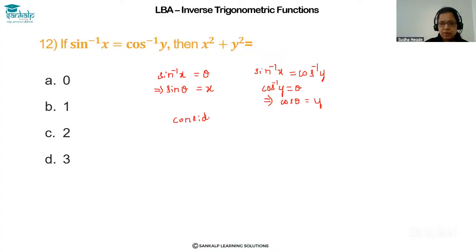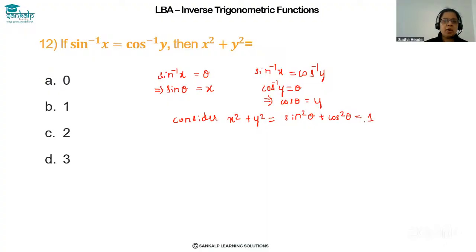Consider x square plus y square is equal to, x is sin theta, therefore x square is sin square theta. Y is equal to cos theta, therefore y square is equal to cos square theta. So what is sin square theta plus cos square theta? Identity. The sin square theta plus cos square theta is equal to 1.